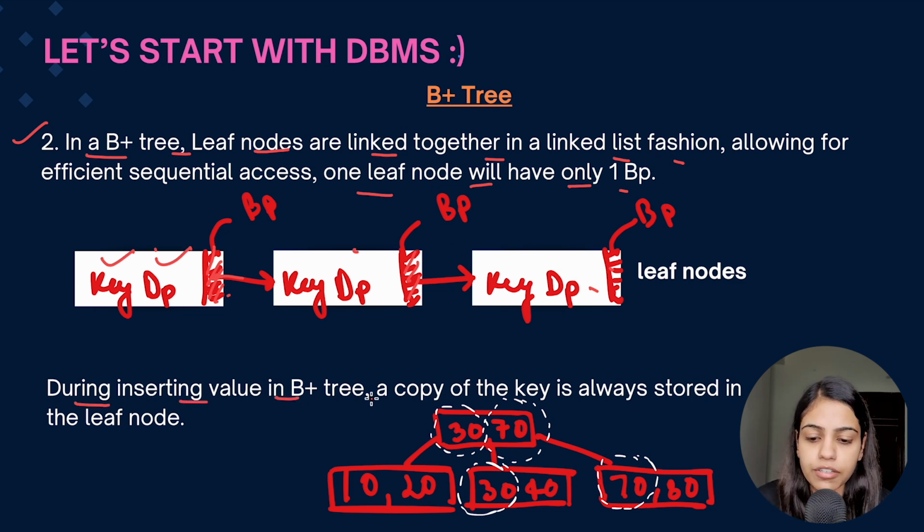During insertion of a value in B plus tree, a copy of the key is always stored in the leaf node. As I told, the internal nodes only have the key, they don't have the data pointers to where that particular record is present in our disk. All the details are present in the leaf node only.